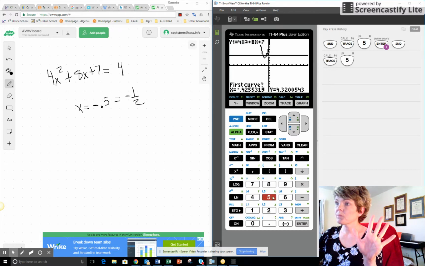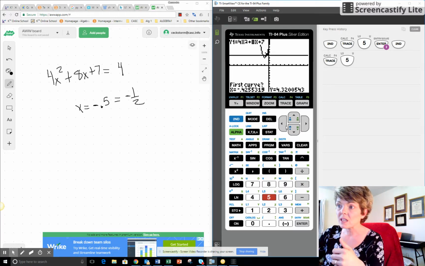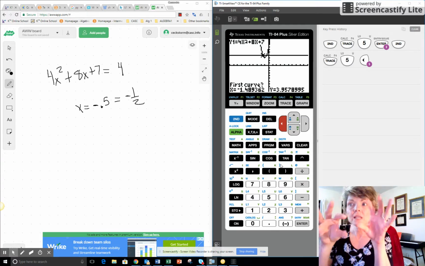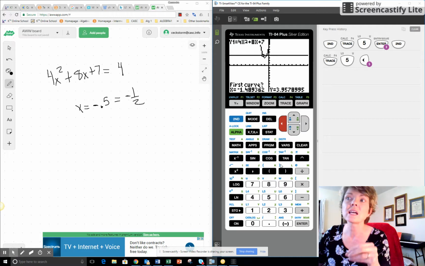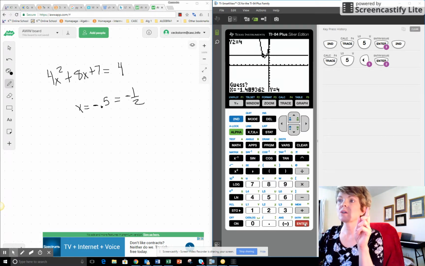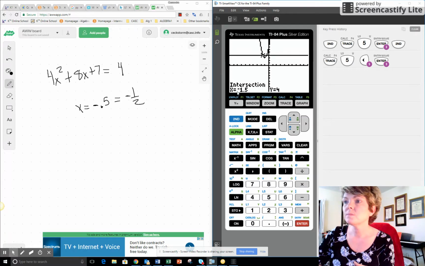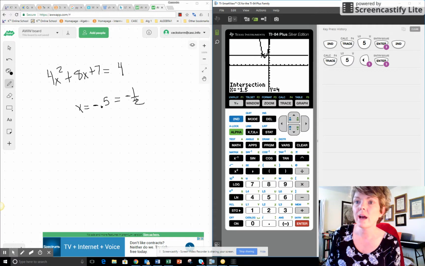Intersection, number 5. Now, this time we want to move our blinker over to the other intersection. So we just hit a left arrow over there. We want our blinker blinking near the intersection that we want. Enter on the first curve. Enter on the second curve. Enter on the guess. That's all there is to it. What's our solution? Negative 1.5. So x equals negative 1.5.